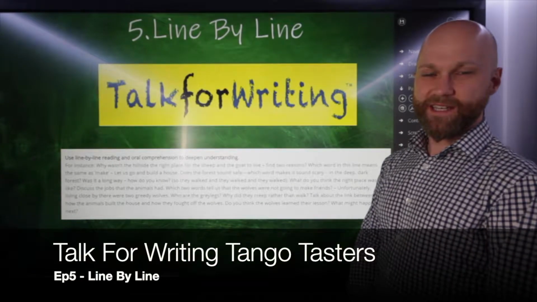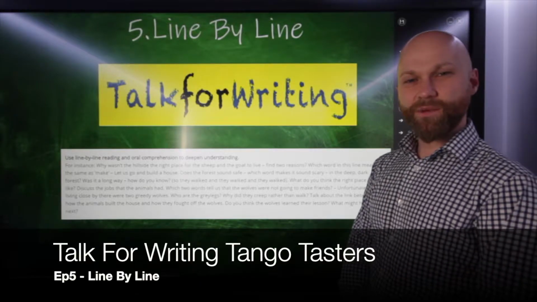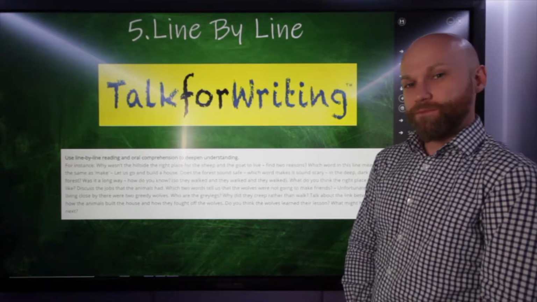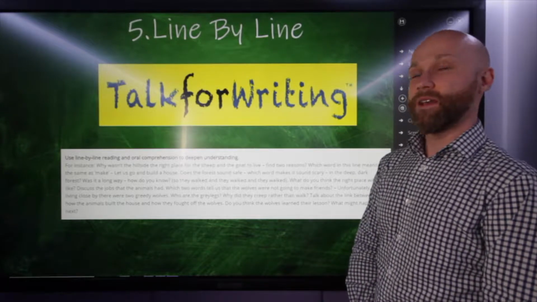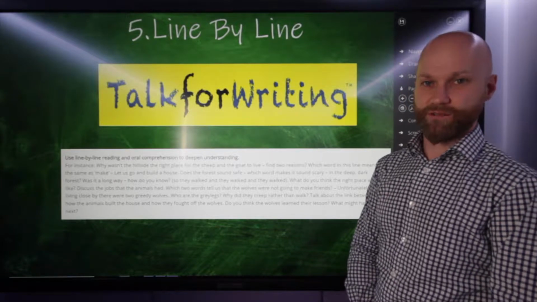Our next Talk for Writing Tango taster looks at line-by-line comprehension of a text. With the sheep and the goats, it can be narrative or it can be textual ideas that we're looking at here. I'm going to be looking at a bit of both, specifically synonyms and alliteration primarily.